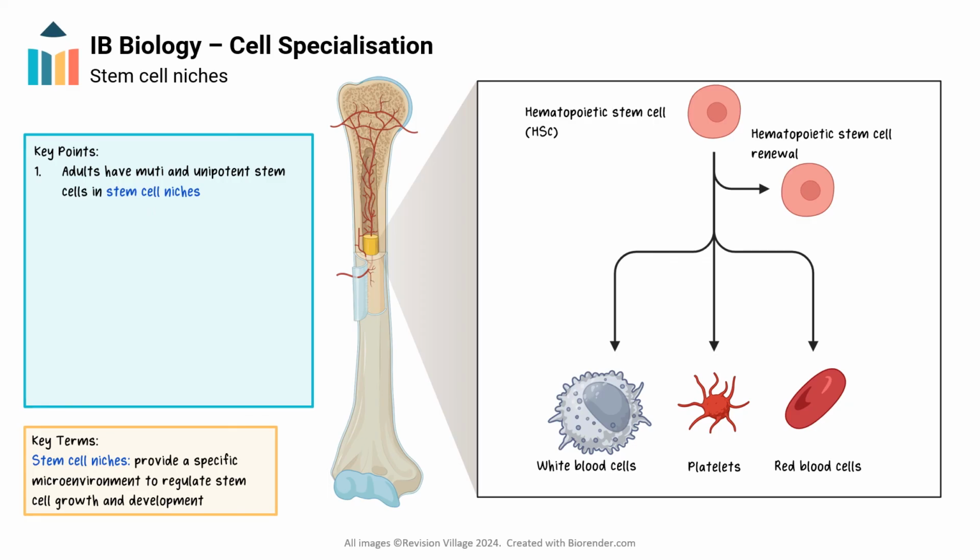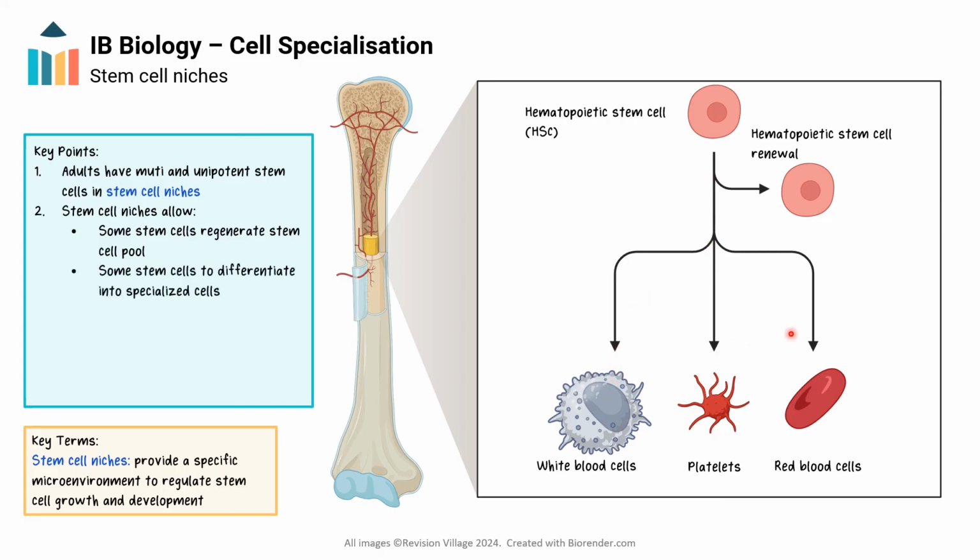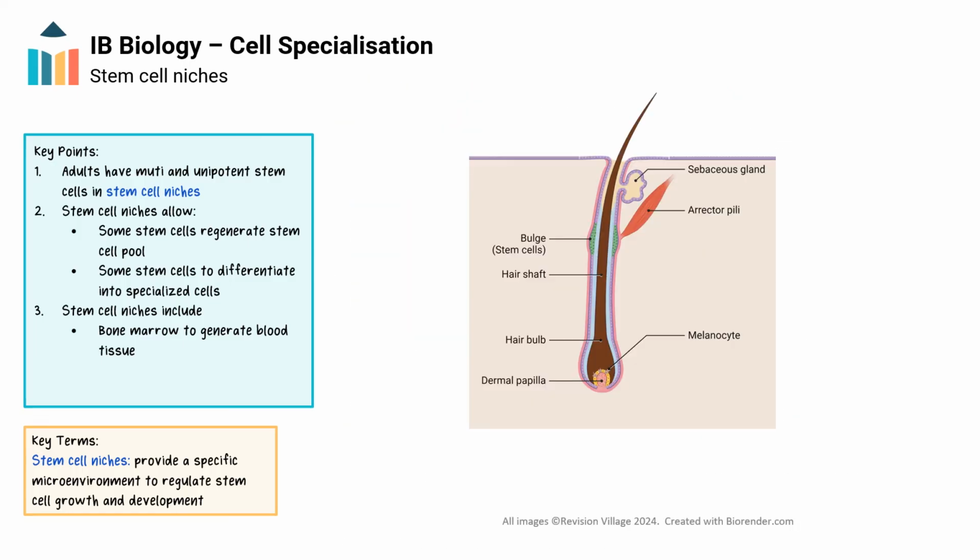This encourages some stem cells to not differentiate in order to regenerate the stem cell pool, while also encouraging some stem cells to differentiate into specialized cells to regenerate tissues. There are several stem cell niches in the body, including bone marrow, where hematopoietic stem cells, or HSCs, can differentiate to form the different components of blood, including red blood cells, white blood cells, and platelets. HSCs are considered multipotent, as they can differentiate into more than one cell type. Another stem cell niche is found near hair follicles that regenerate the hair follicle that produces hair.